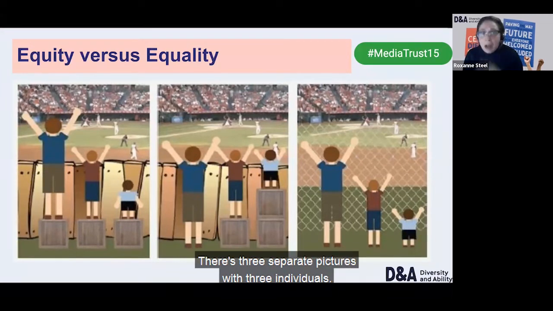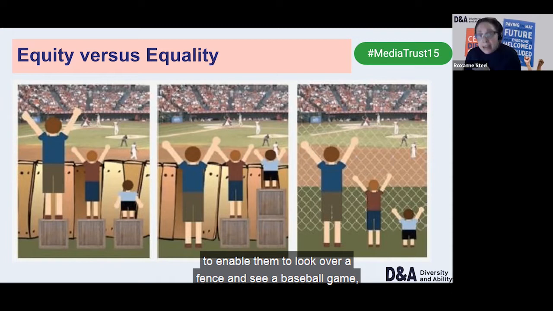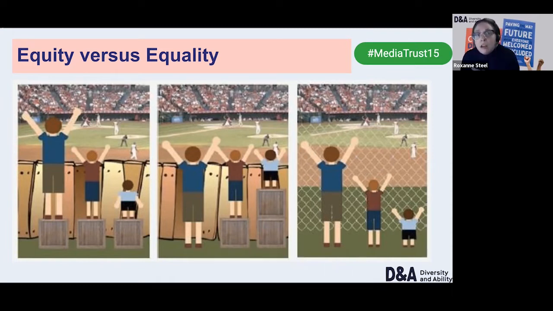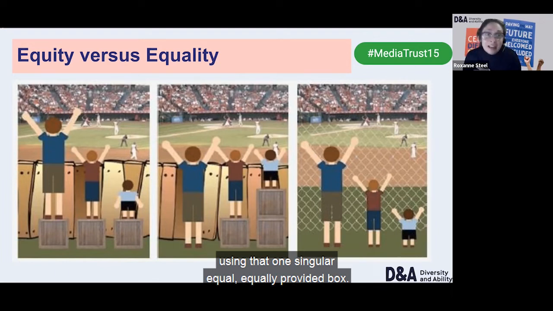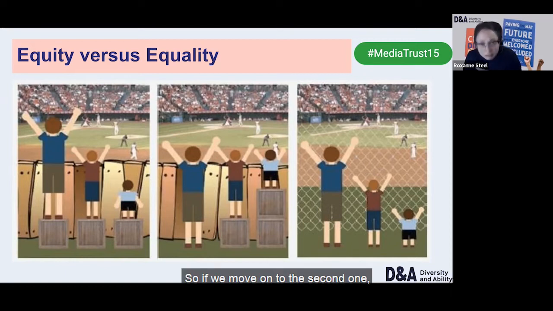There's three separate pictures with three individuals. In the first picture, each individual has one box to enable them to look over a fence and see a baseball game. But not everyone can see using that one singular equally provided box.